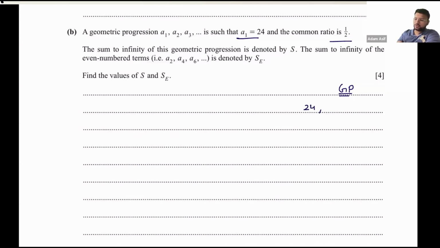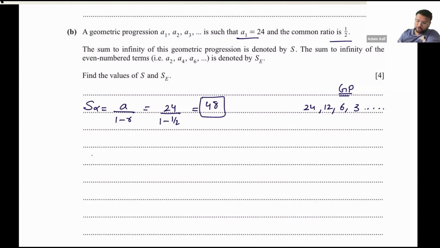तो नेक्स्ट टर्म क्या होगा? हाफ हो जाएगा 12. उसके बाद वाला टर्म क्या होगा? 6. उसके बाद 3 एंड सो ऑन. ठीक है, दिस इज द ज्योमेट्रिक प्रोग्रेशन. अब the sum to infinity is calculated as a/1 minus r. तो इस ज्योमेट्रिक सीक्वेंस का सम टू इन्फिनिटी क्या होगा? फर्स्ट टर्म है आपका 24, कॉमन रेशियो है 1/2. सो 24 डिवाइड बाय हाफ 48.